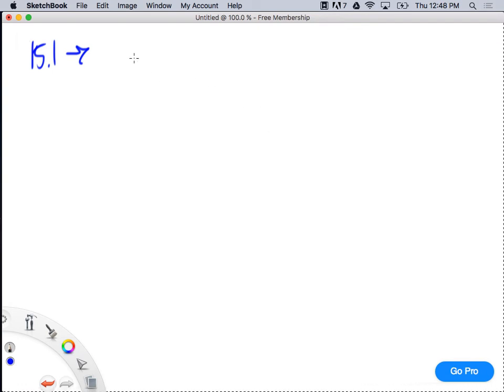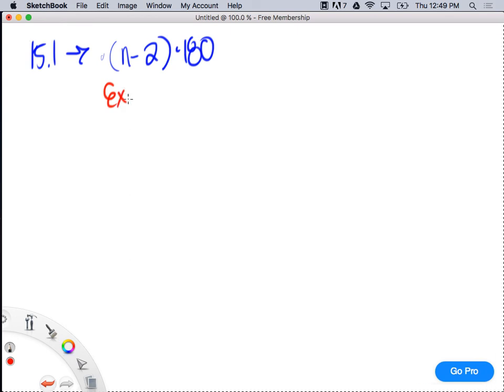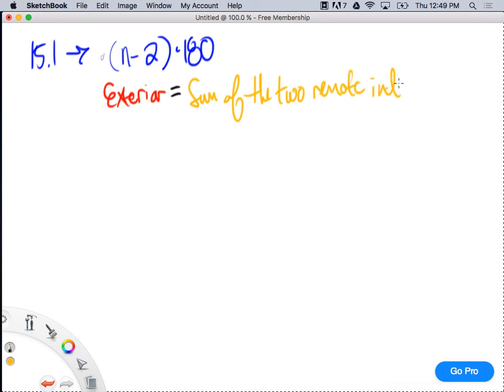What were the two main parts of this? It was the n minus 2 times 180 is the sum of the interior angles. And then remember, the other thing was the exterior angle, the measure of the exterior was equal to the sum of the two what? You guys remember this? The two remote interior angles. The exterior angle is equal to the sum of the two remote interior angles. Okay, that was 15.1.